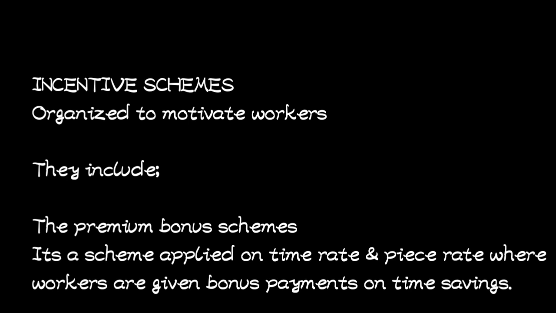payments on time savings. So in case work is supposed to be done in 1 hour and someone does it in 30 minutes, they are paid for the 30 minutes they have saved. So it is done to motivate workers, and it applies to both piece rate and time rate schemes. So there are three methods or means under the incentive scheme.